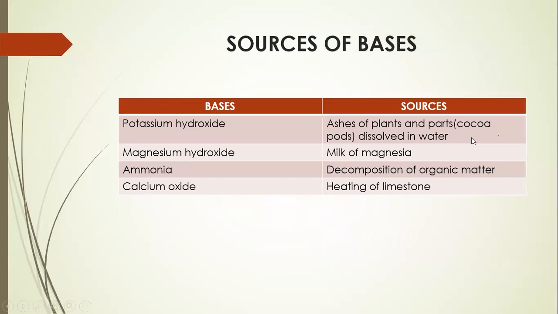Okay, if there's any question, you prompt me. If there's no question, we can move on. Now, what are the sources of base? Where can we find these sources of base? One, potassium hydroxide, KOH. Its source is ashes of plants and their parts that have been dissolved in water. So cocoa pods, you burn them, and the ashes is what we refer to as potassium hydroxide.